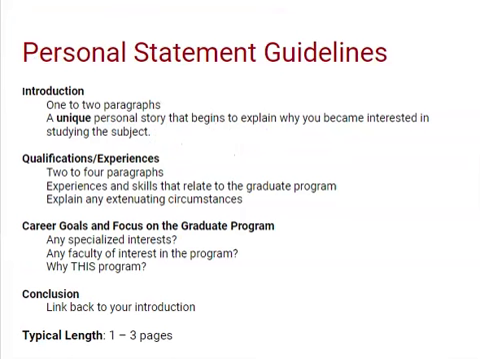In general, a personal statement consists of no more than 3 pages of content, and the length may vary by school. The elements include an introduction of 1 to 2 paragraphs that tell a unique personal story that begins to explain why you became interested in studying the subject. You would also have to describe your qualifications or experiences that relate to graduate education, and this is typically done in 2 to 4 paragraphs. You may also be able to explain any extenuating circumstances that are not addressed elsewhere in your application.